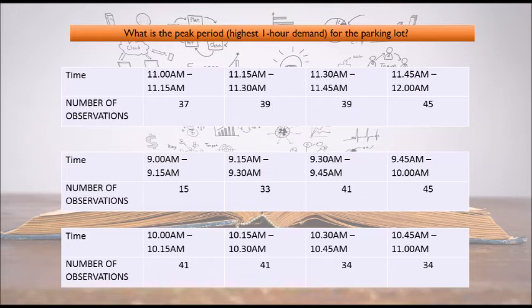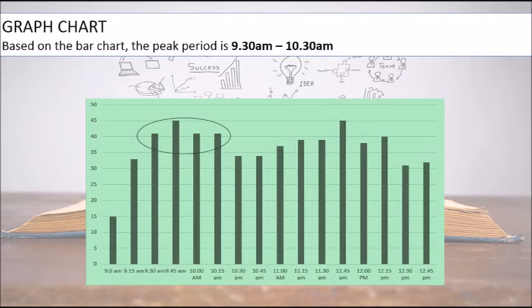Then I'm going to tell about the peak period, the highest 1-hour demand for the parking lot. From the graph chart, based on the bar chart, the peak period is 9:30 to 10 a.m. That's all. Thank you.